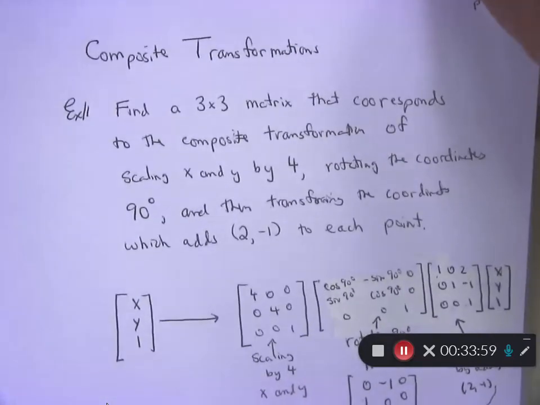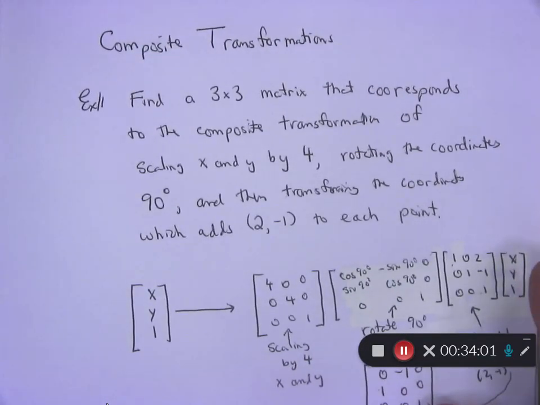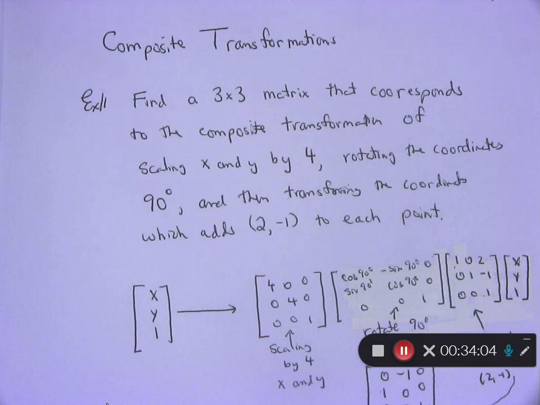So, last little bit of section 2.7, composite transformations. All right. So, I at least wrote out an example for you guys. I didn't make you do it. I wrote it out and want you to get it in your notes. So, copy along here. Here we go.